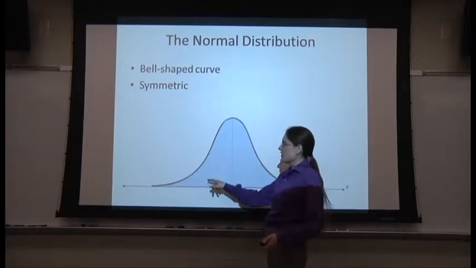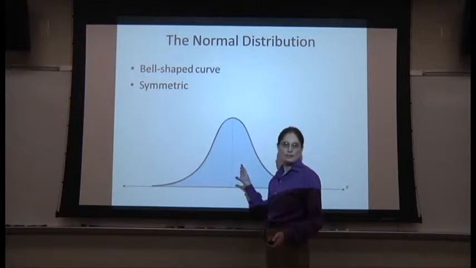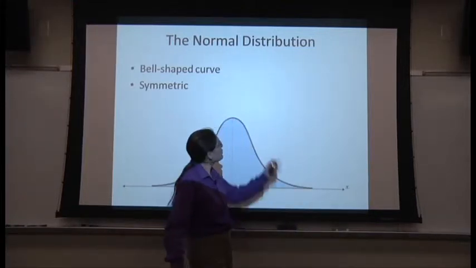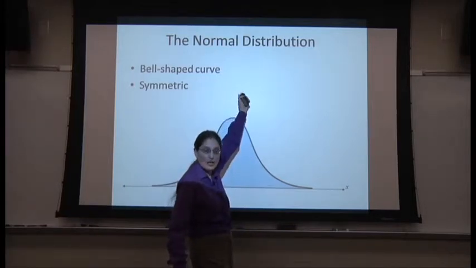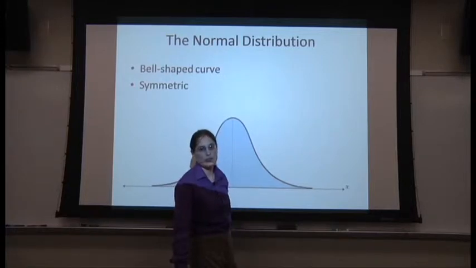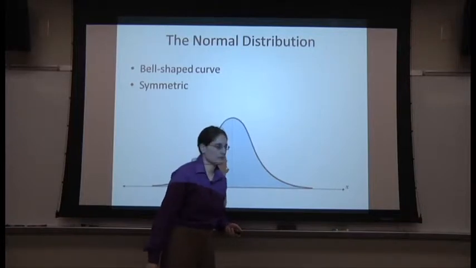The total area, the total blue area here is 1. Why? Because it's a probability distribution. The normal distribution is a probability distribution, and probability distributions always add up to 1. Specifically, it's a continuous distribution.